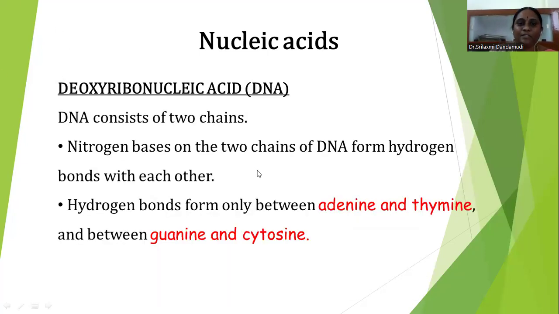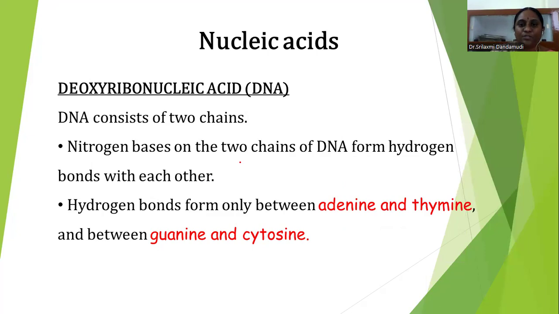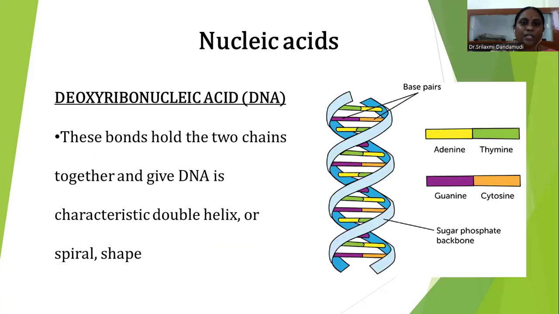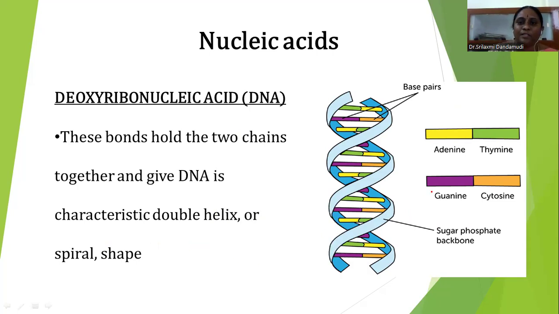Next, DNA consists of 2 strands, and it contains nitrogen base 2 chains. DNA forms hydrogen bonds between the two strands. These hydrogen bonds are formed between adenine and thymine, and guanine and cytosine. It contains 4 bases. Adenine and thymine is one combination. Guanine and cytosine is the other combination of the DNA. See here, this DNA has 2 chains. This is a helical structure of the DNA, a double helical structure. This is also called a spiral shape.